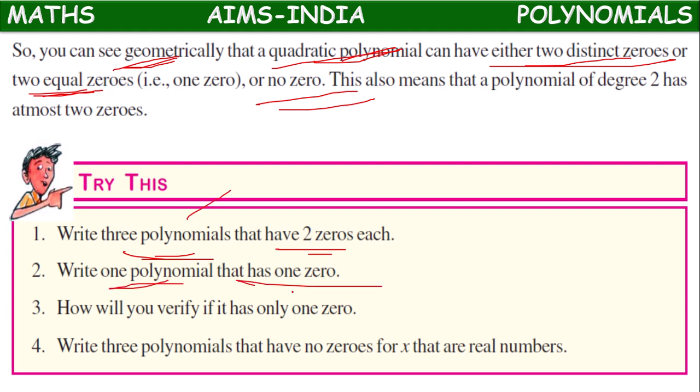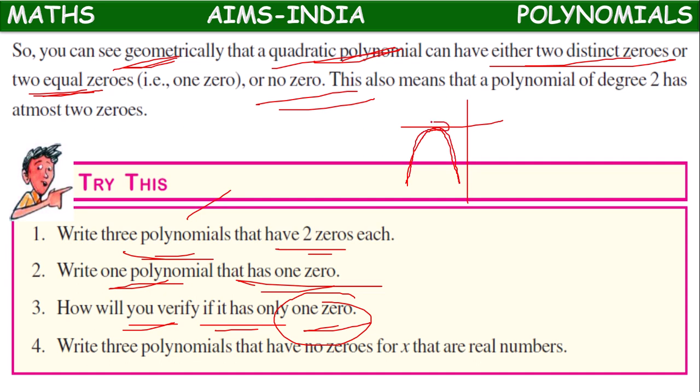Write one polynomial that has only one zero. How will you verify if it has only one zero? What is the verification? The curve should touch the x-axis at only one point. Then we can tell that it has only one zero. Write polynomials that have no zeros. So you have to try and write these polynomials, children.